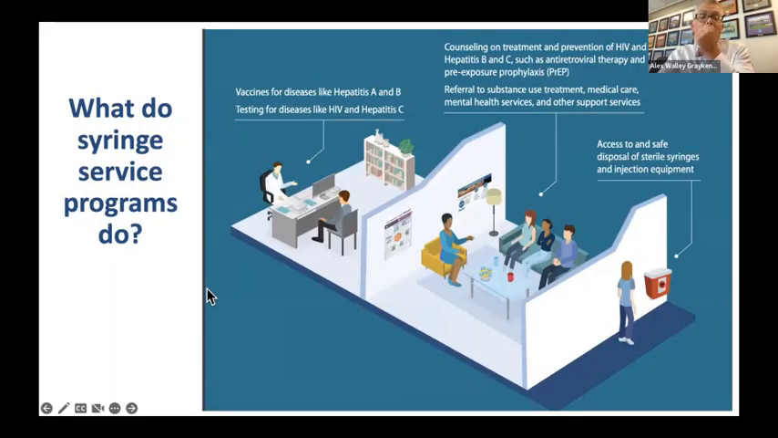And so this is a schematic that kind of shows what they do. So you have at the front door there access to safe disposal and sterile syringes and injection equipment. There's counseling on treatment and prevention of infections like hepatitis B, access to antiretroviral therapy for people with HIV and pre-exposure prophylaxis, which is an important harm reduction measure, referral to substance use treatment, medical care, mental health services, and other support services, and then vaccines for hepatitis A and B, treatment or testing for diseases like HIV and hepatitis C.